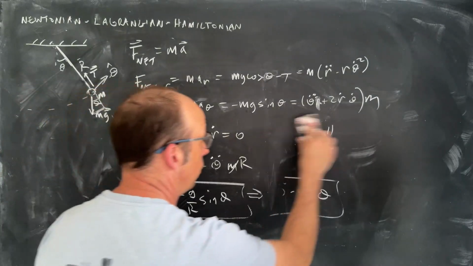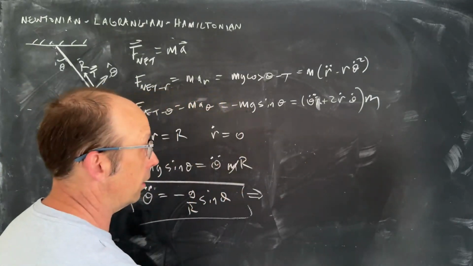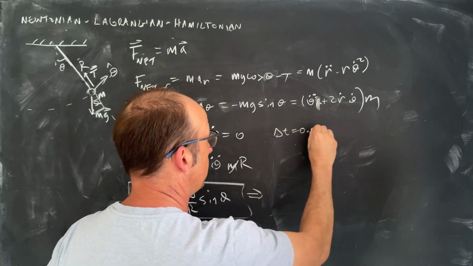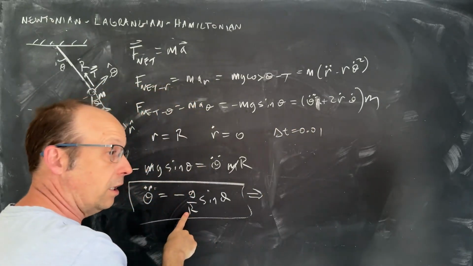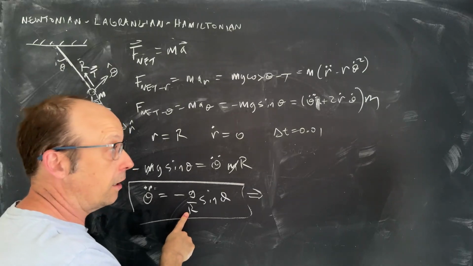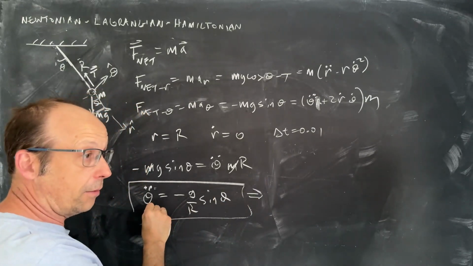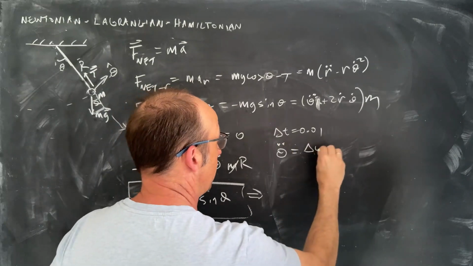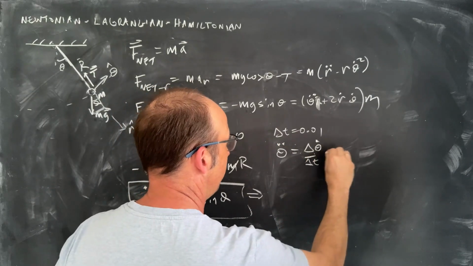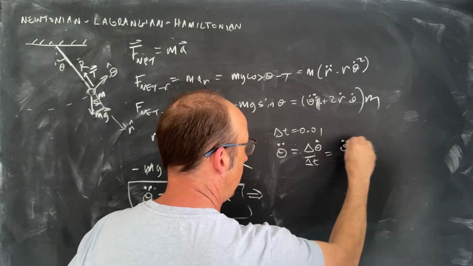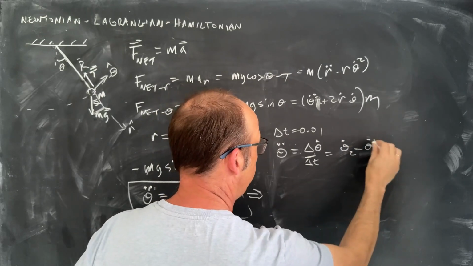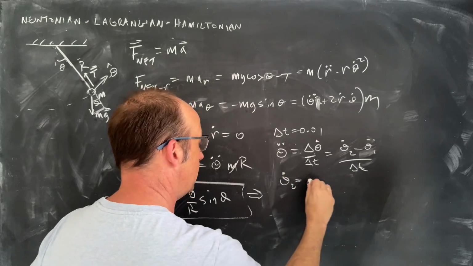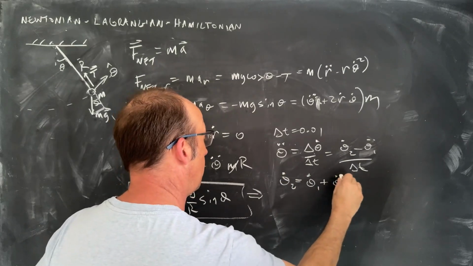So for large angles, I'm gonna solve this numerically, and I'm gonna do it in Python. So let's say delta t is 0.01. So during that time interval, I can assume theta double dot's constant. So I can calculate theta double dot with this equation, and then I can say theta double dot is delta theta dot over delta t, which is theta 2 dot minus theta 1 dot over delta t. So theta 2 dot is theta 1 dot plus theta double dot delta t.